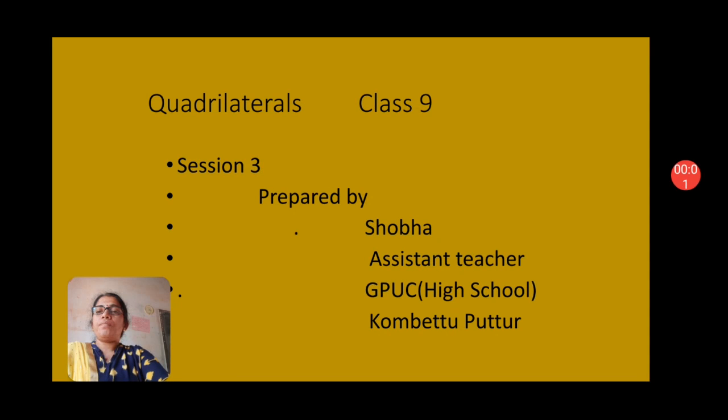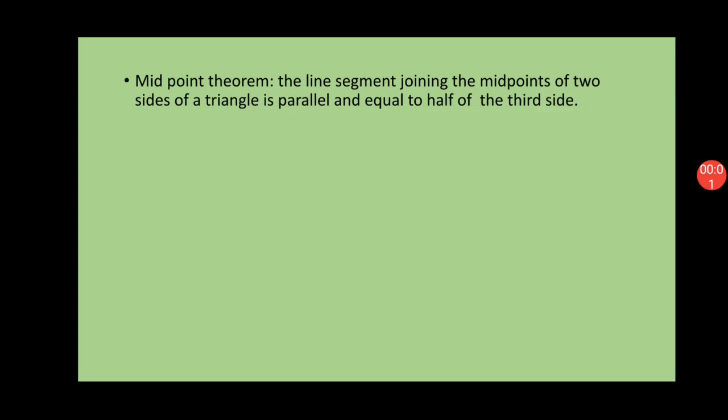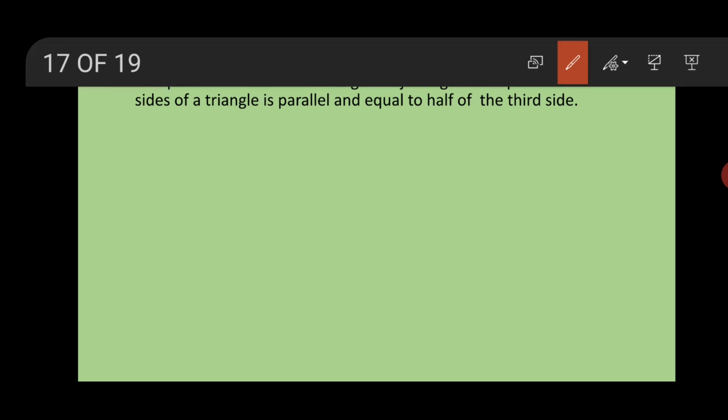Welcome children. In this session we shall see how to prove the midpoint theorem and also we shall solve some problems given in exercise 7.2 based on the midpoint theorem. Now write down the midpoint theorem. The line segment joining the midpoints of two sides of a triangle is parallel and equal to half of the third side. So first we have to draw the triangle.